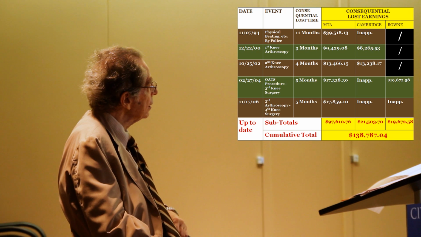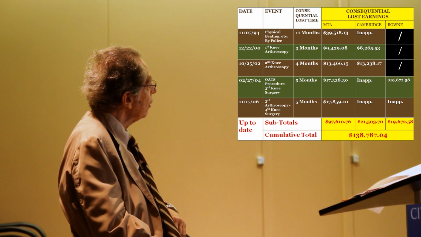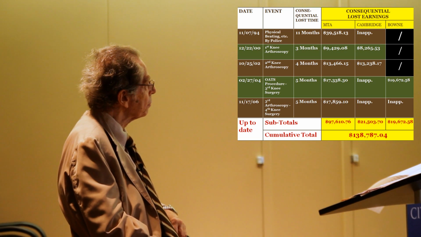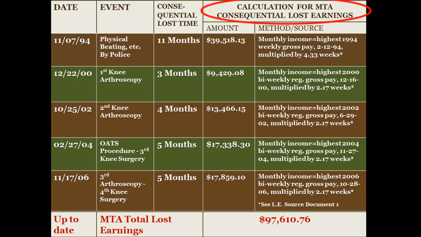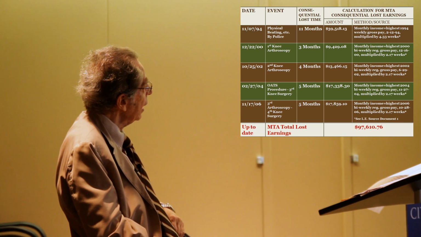So I'll show you the prep slides that I used to prepare this particular chart. First, we have to have a separate prep slide for each of the employers, one for MTA. Let's go into the MTA prep slide. Now this shows the different periods of time that he lost due to each of the treatments that he received, including starting with the psychological treatment. And you have a row showing the period of time that he lost and the amount of income that he lost during that period of time. And this relates only to the MTA.